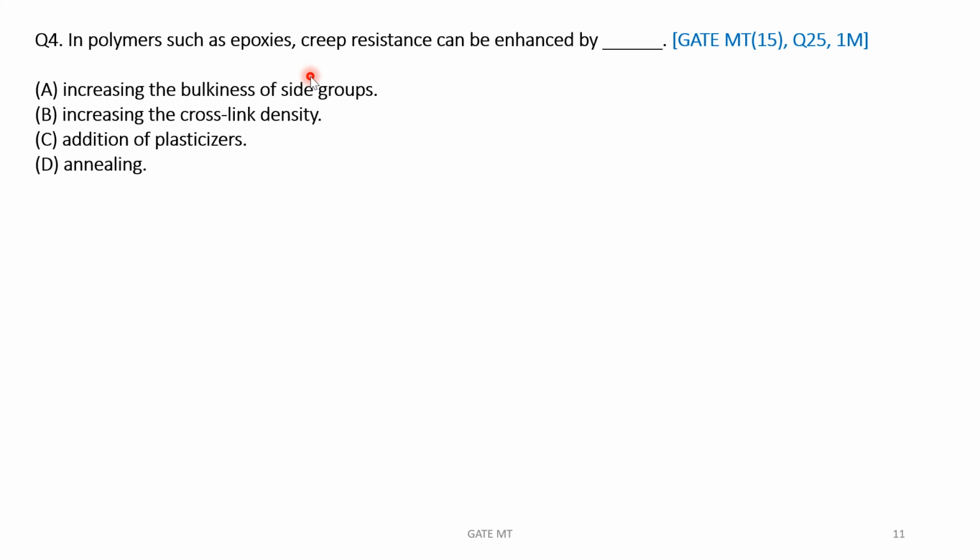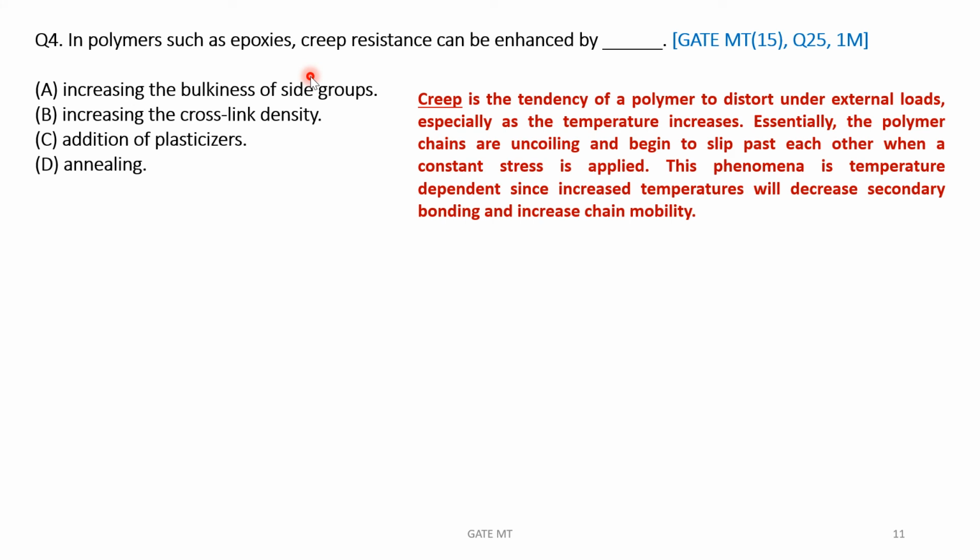So here we will be discussing creep. We know creep in steel and other ferrous materials, or non-ferrous metals, but we never discuss creep when they are pertaining to polymers. So in case of polymers, creep can be said as the tendency of the polymeric material to distort under the applied load, same as in case of metals, at an increased temperature.